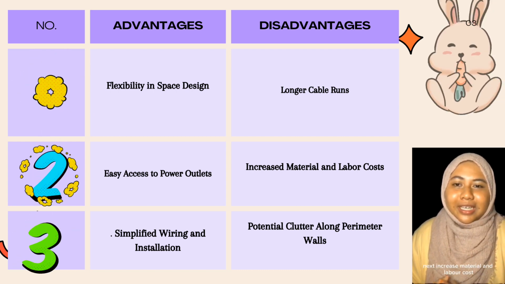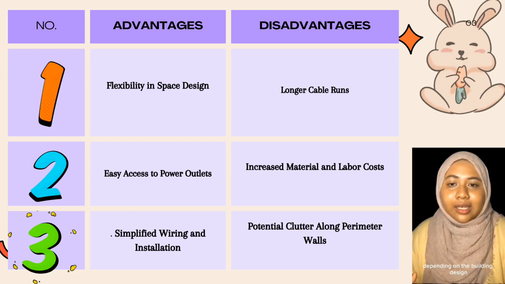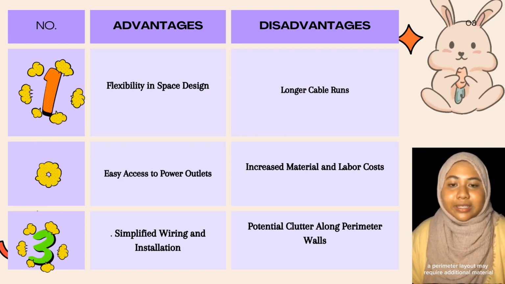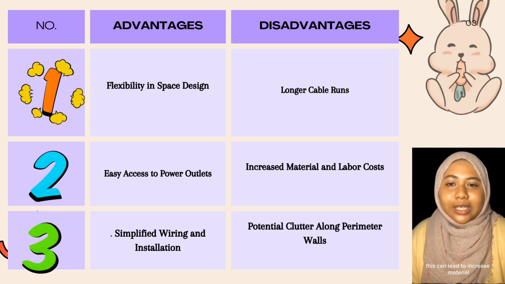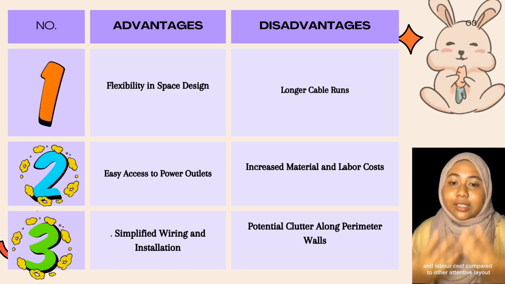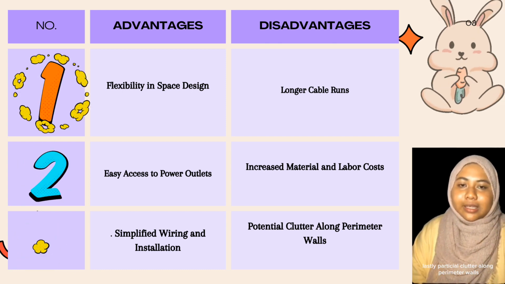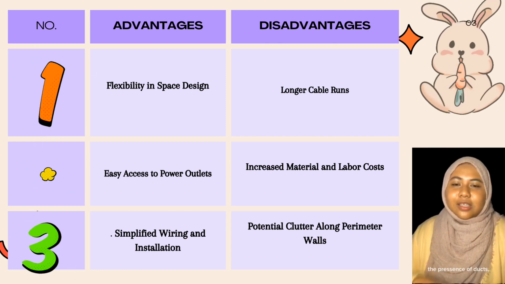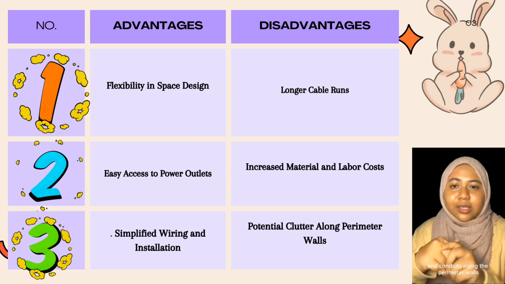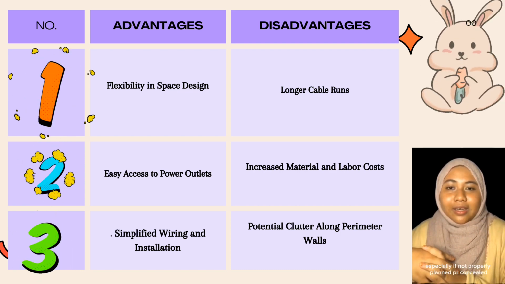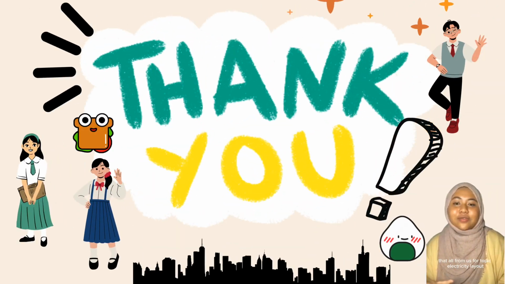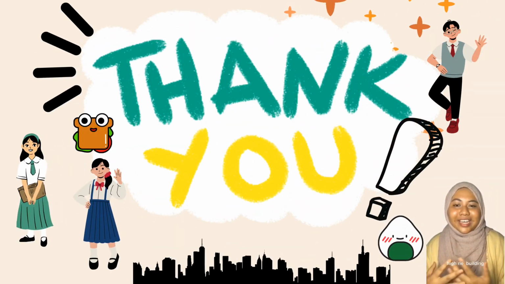Next, increased material and labor costs. Depending on the building design, a perimeter layout may require additional materials such as ducts, junction boxes, and conduits along the perimeter walls. This can lead to increased material and labor costs compared to other alternative layouts. Lastly, potential clutter along perimeter walls. The presence of ducts, junction boxes, and conduits along the perimeter walls can create a cluttered appearance, especially if not properly planned or conceived. That's all from us for the topic electricity layout in high-rise building.